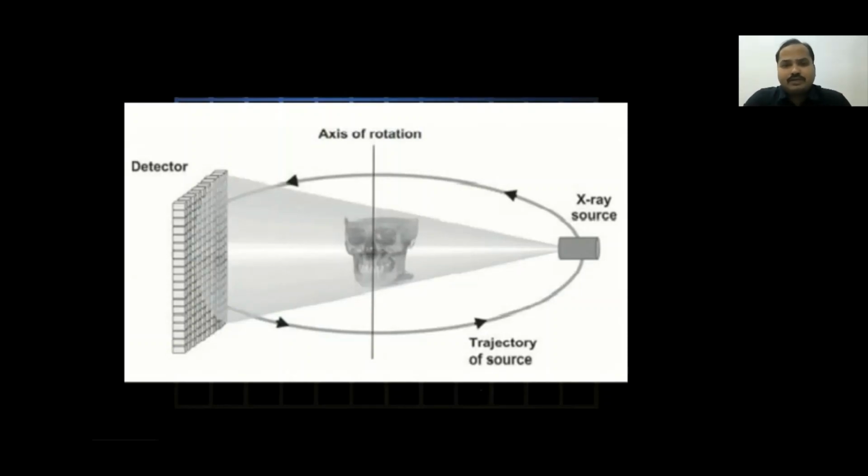So this is one pictorial depiction of the X-ray source, the trajectory, which is the movement around the head, axis of rotation, which will be along the head only, and the detectors which are present in 2 dimensions. Okay.